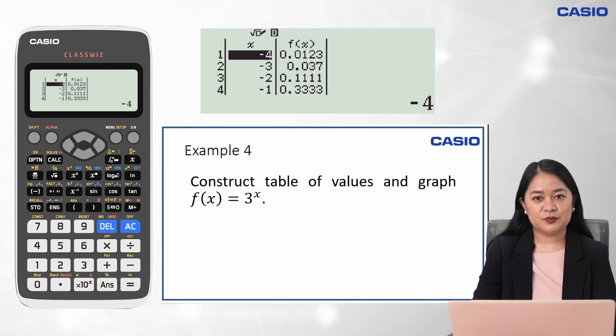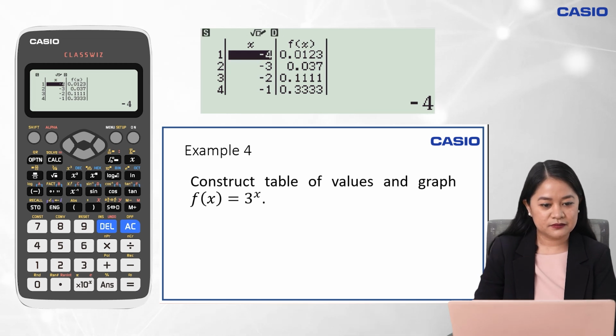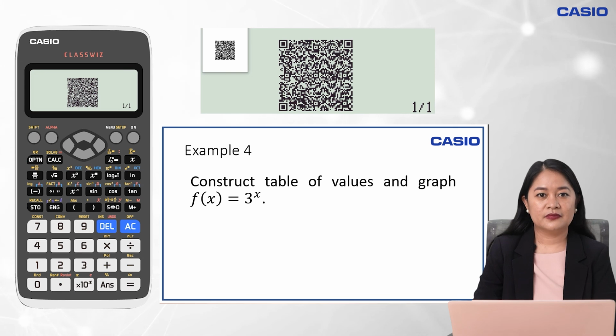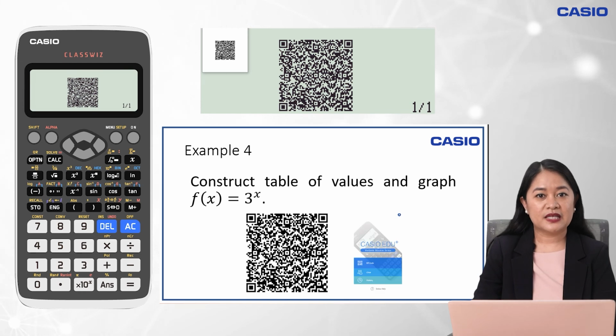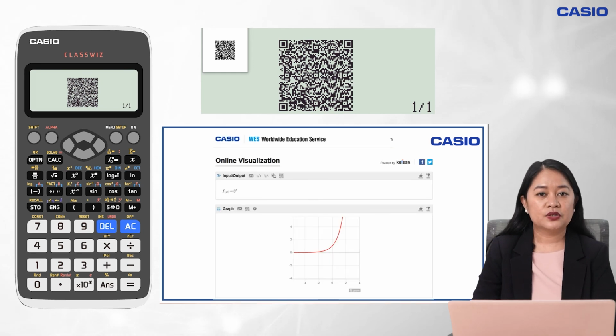To graph this exponential function, we press Shift and Option. So a QR code will be flashed on the calculator screen. Scan the QR code using any QR scanner or using the CASIO Edu Plus app. Then open the link once the QR code is scanned. So you will be directed to the Worldwide Education Service of CASIO that presents the graph of the given function.